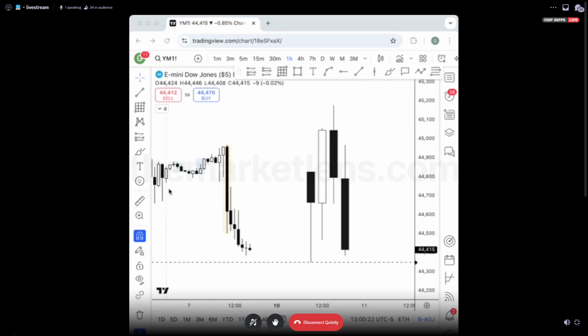Is the manipulation acceptable if it manipulates both sides like that? Yeah, for sure. Because if it's a manipulation that's not aligned with the draw, it's kind of irrelevant.